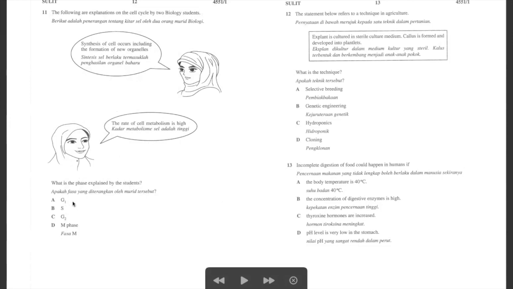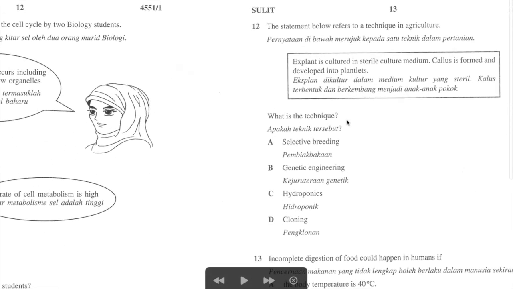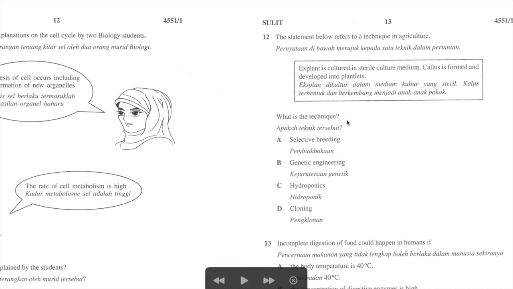Okay, G1. G stands for growth. Growth 1. This is a fact that you should know. The next one, number 12. What is the technique? You can see there is an explant. Explant is cultured in a sterilized culture medium and callus is formed and developed into plantlet.